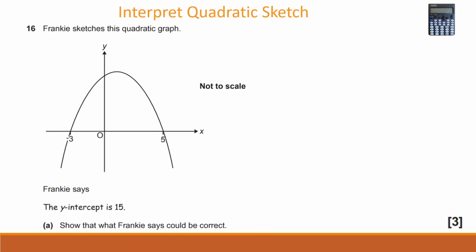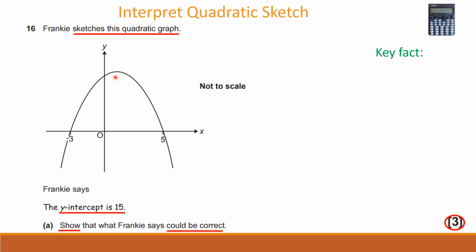This is a question on interpreting a quadratic sketch. You can see here the key words are we're going to sketch this quadratic graph. We know this is a quadratic graph because of the shape of the curve. It can either be upside down like you can see it here, or a typical type of quadratic is normally the other way around, which is the happy face. Here we have got the sad face. But as long as it follows this shape, it is a quadratic graph. Now we're told that the y-intercept is 15, so that means where we cross the y-axis here is at the point 15. And you've got to show that he could be correct, and this is worth 3 marks.